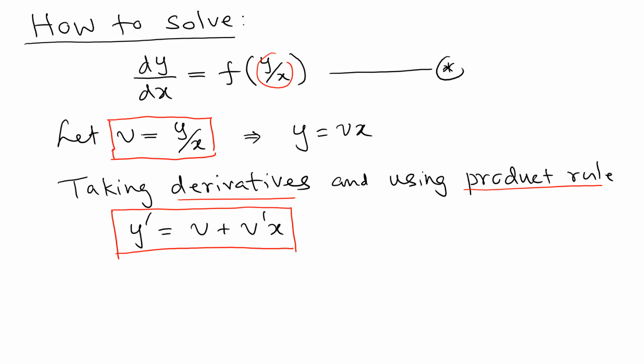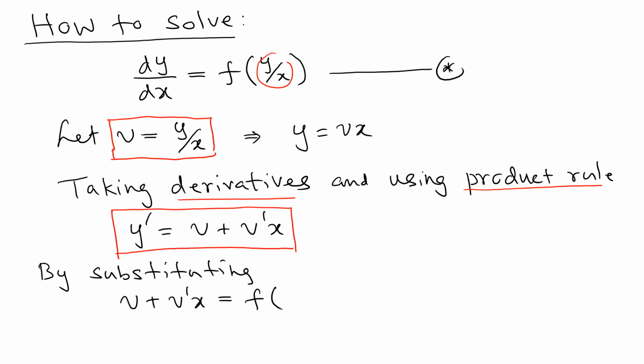By substituting, on the left side we get v plus v prime x. On the other side you get a function of v. That's the idea, and once you do that, it is going to be one of those forms: it can be separable or it can be first order linear, and we're just going to solve it. Most of the time it's going to be separable.